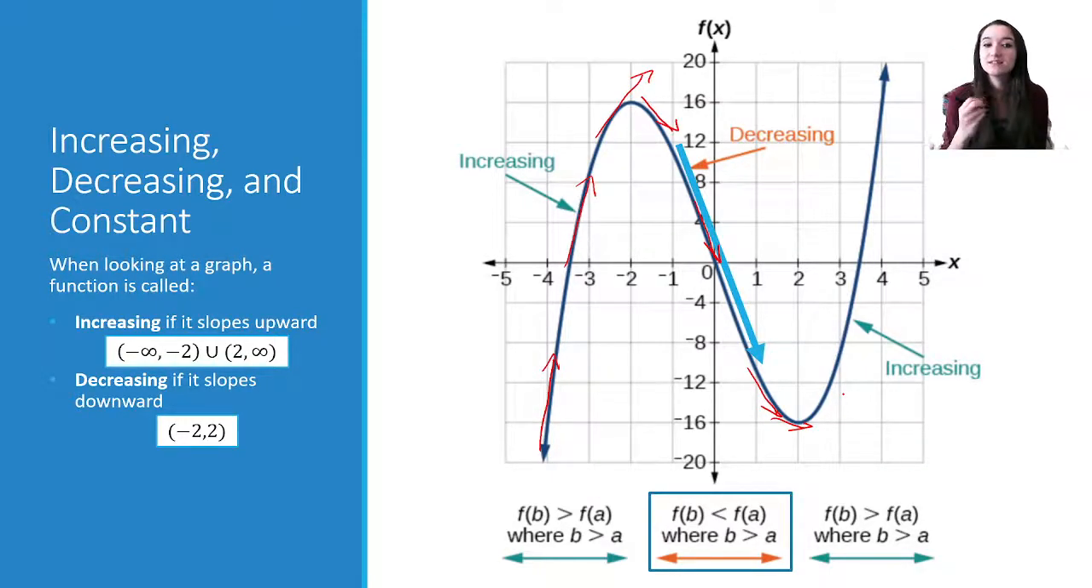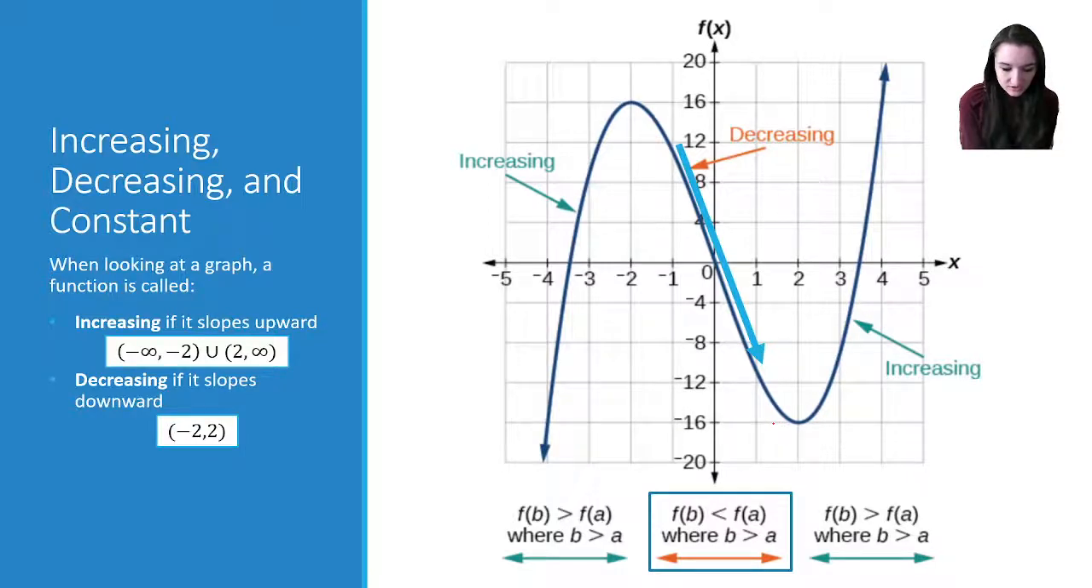So it is decreasing. We write in interval notation that it is increasing from negative infinity to negative 2 and 2 to infinity, and we put the union symbol between those. And it is decreasing from negative 2 to 2 and nowhere else, so we don't need to do anything else there.